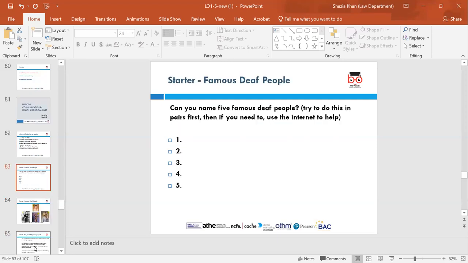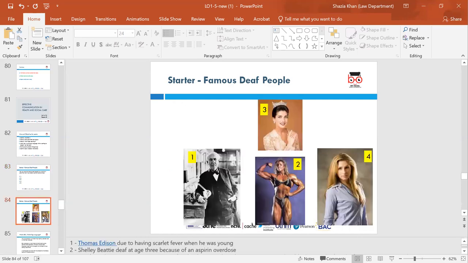So we start with famous people. Can you name 5 famous people that are deaf? Some examples that we've got on the next slide are people that are deaf and that obviously require the use of BSL.